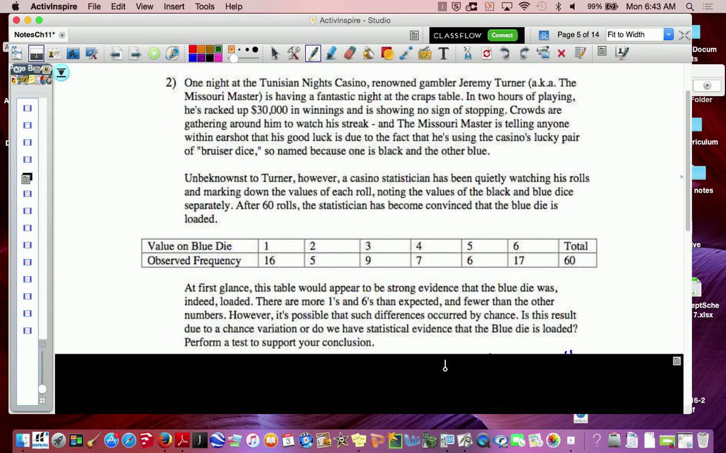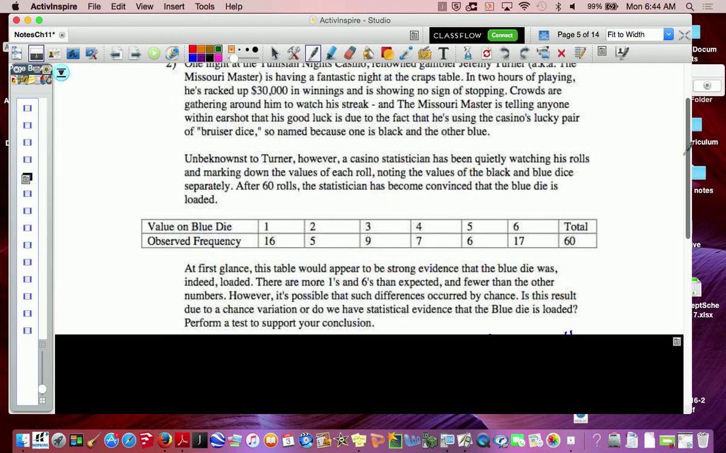Unbeknownst to Turner, however, the casino statistician has been quietly watching his rolls, marking down the values of each roll, noting the values of the black and blue dice separately. After 60 rolls, the statistician has become convinced the blue die is loaded. So here are the results. You can actually start to see in the results there's a lot more 1s and 6s and not so many 2s, 3s, 4s, and 5s.